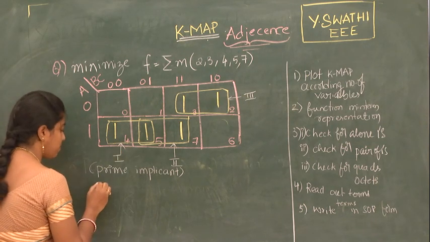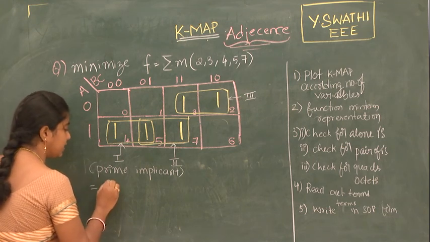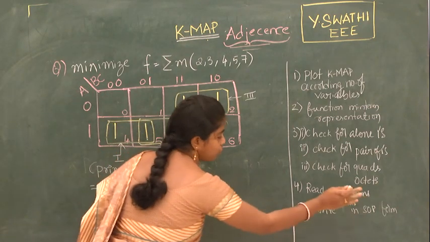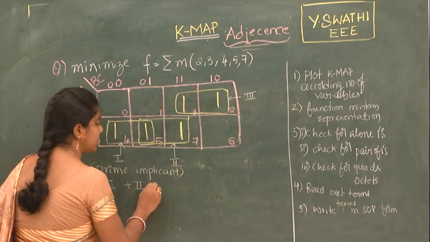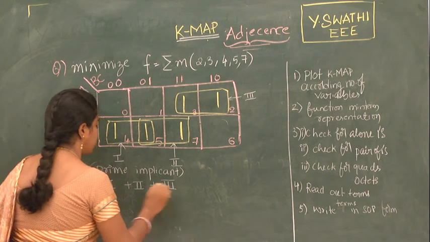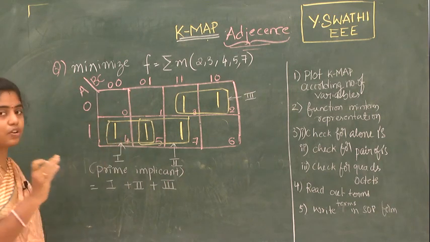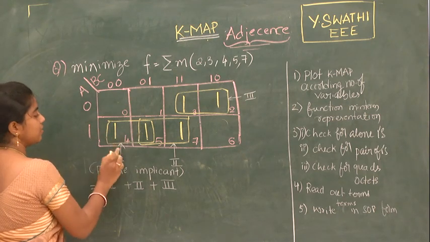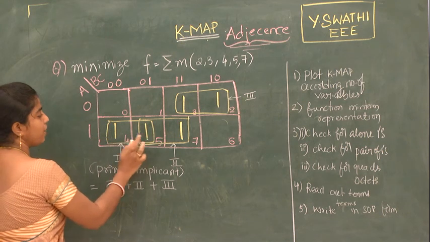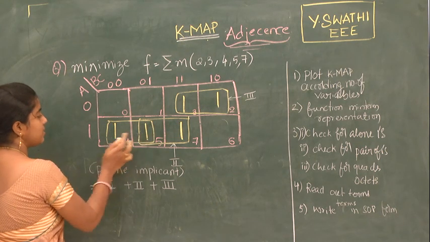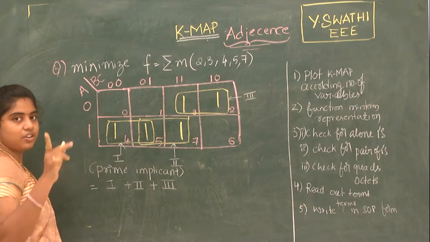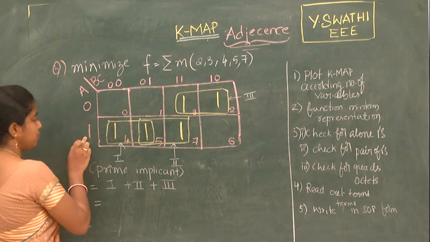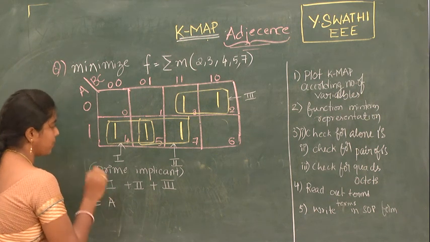So what is the first prime implicant? The solution will contain 3 terms, 1 plus 2 plus 3, because these should be written in SOP form. In the first term we will see the common variables which are not changed. The first is the combination of cells 4 and 5. In these two cells, A is common. A is not changed from 0 to 1 or 1 to 0. A is 1 here, so we take it in uncomplemented form.